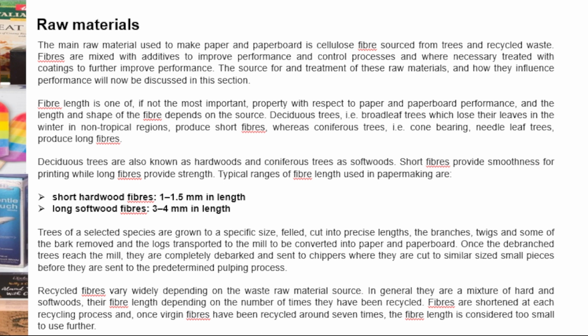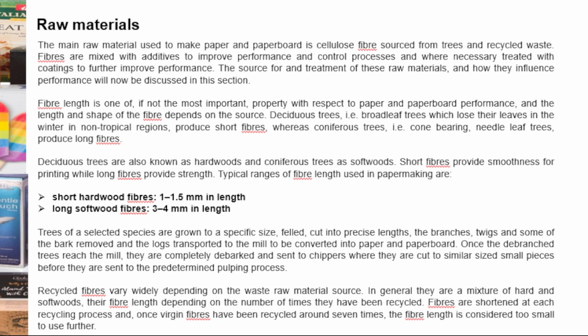Raw materials. The main raw material used to make paper and paperboard is cellulose fiber sourced from trees and recycled waste. Fibers are mixed with additives to improve performance and control the process, and where necessary treated with coatings to further improve performance. The source for and treatment of these raw materials and how they influence performance will now be discussed in this section. Fiber length is one of, if not the most important, properties with respect to paper and paperboard performance, and the length and shape of the fiber depends on the source.